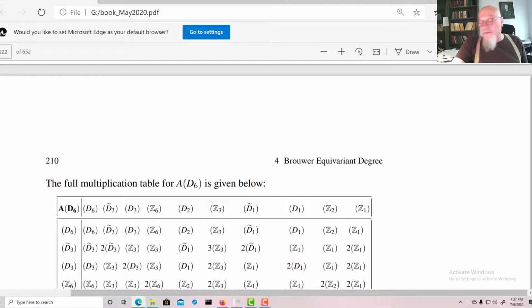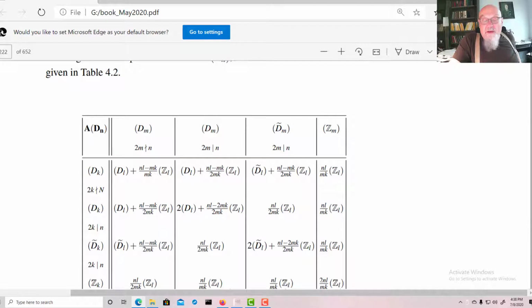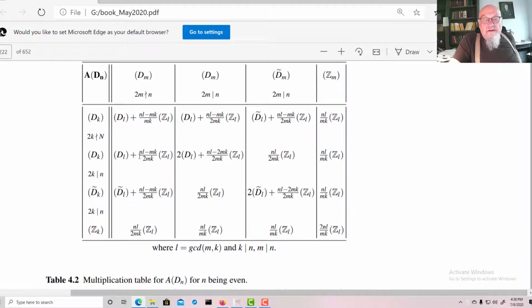So we have D6. That's the multiplication table for D6. Okay, it looks okay to me. So that is the general multiplication table for D6. In fact, you have it here for any Dn. The formula that we derived can also be written in this particular form. So as you see, those are the possible multiplications of the generators.